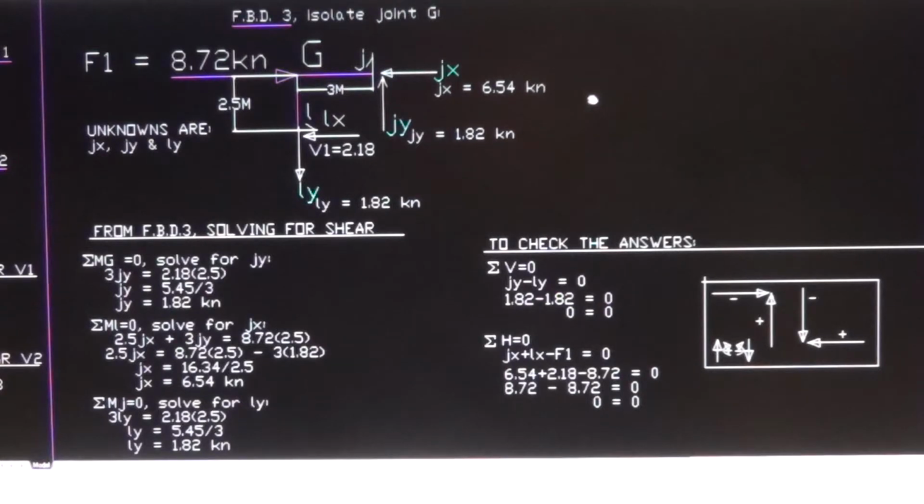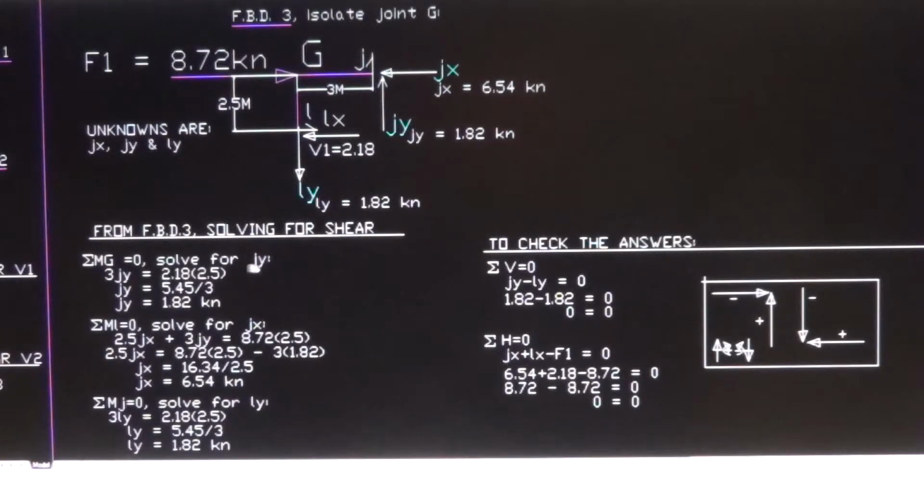Free body diagram number 3, isolate joint G. We isolate this joint G, we cut that from the free body diagram number 1, and then we can solve all the unknowns here. All the magenta color markings there are the unknowns. The Gx, Gy, Jx, Jy, and Ly are the unknowns. So from free body diagram 3, solve for shear.